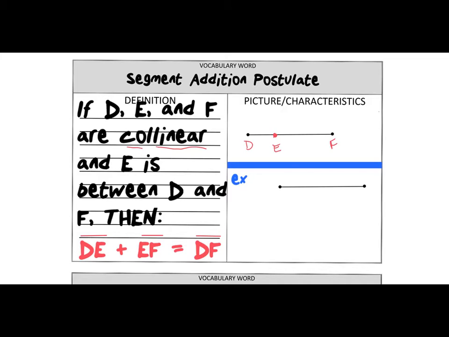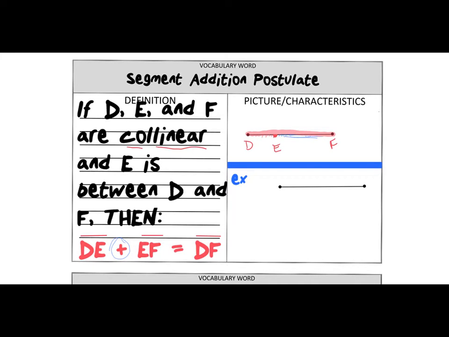All they're saying is if you're taking one segment right here, so this segment plus this segment, if you're taking the two segments, you can add them together. That's what the addition symbol says. You can take the two segments, add them together, and it equals the entire segment. So that's all it's saying. So it equals the entire thing.